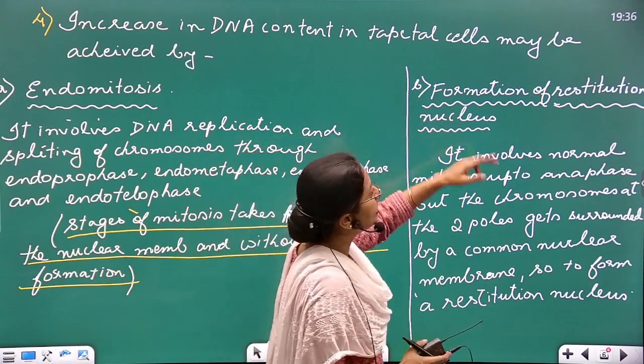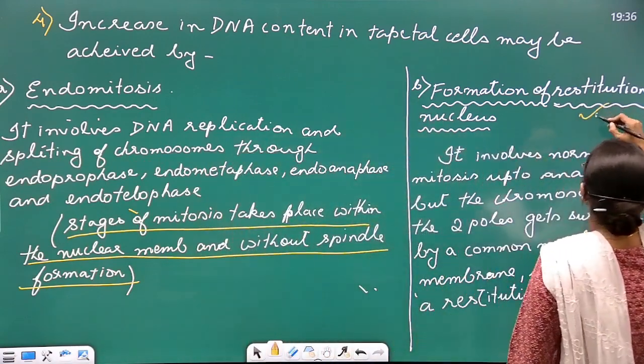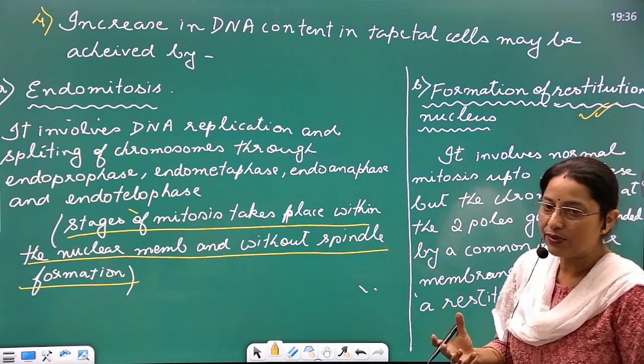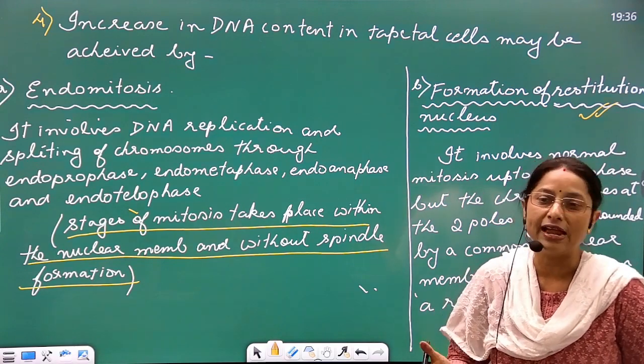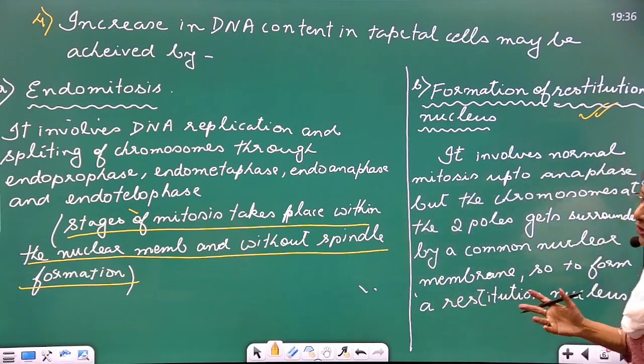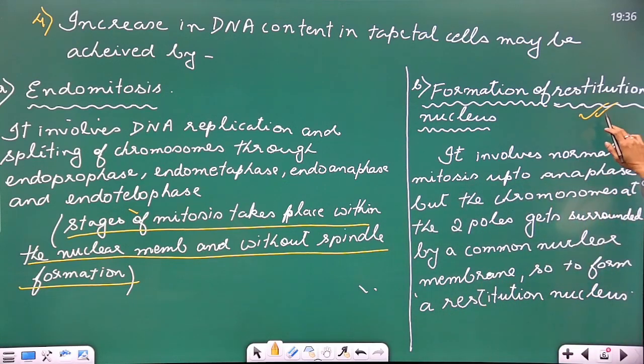Next, we are talking about a specific type of nucleus that is called a restitution nucleus. Whenever we are talking about nucleus, either we remember a prokaryotic nucleus or a eukaryotic nucleus. Nucleus কিমান type বুলি ক'লে আমাৰ দুটাই মনত পৰে. So we have a word restitution.